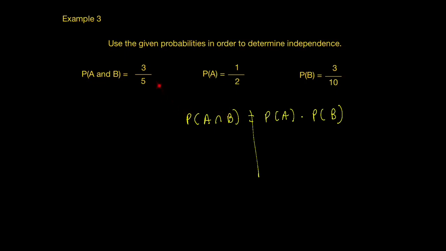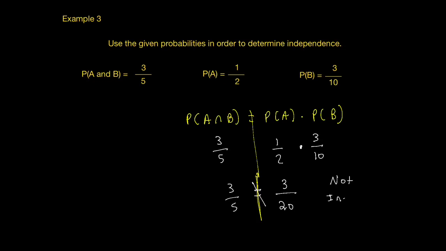So let's see what happens here. Probability of A and B, that's equal to 3/5. So we are done with the left-hand side. For the right-hand side, now let's substitute the probability of A, which is 1/2. So we have 1/2 multiplied by the probability of B, which is 3/10. So 1 times 3, that's going to give us 3, and then 2 times 10, that's going to give us 20. So we have 3/20 equaling 3/5, and this is not true. So we say that the events are not independent.